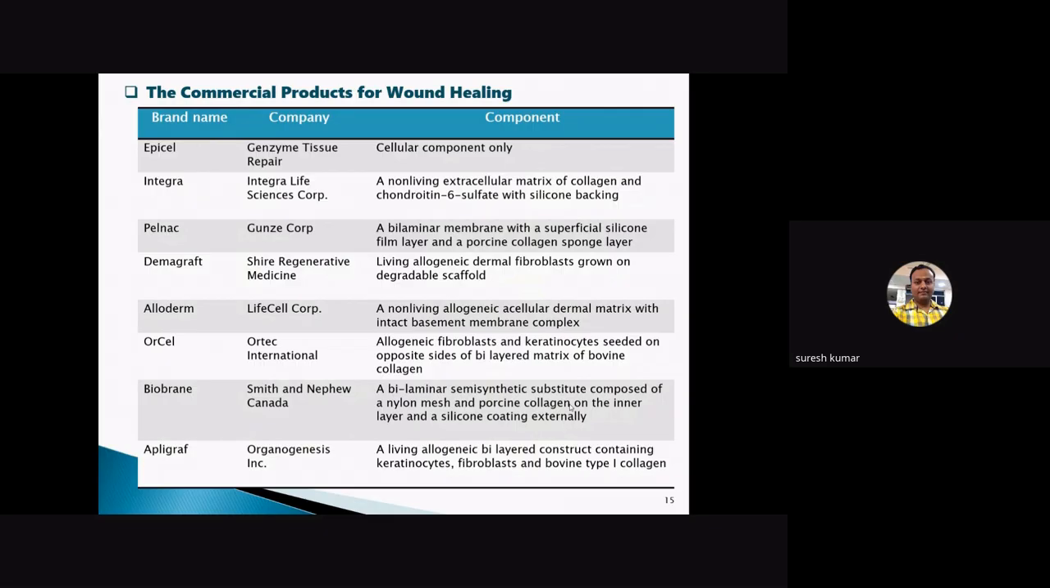So while we are talking about different wound healing processes, this table shows the commercial products that have been available in the market for wound healing. Different companies and brand names: Epicel, Integra, Apligraf, Allodern, OrCel, BioBrane, and others. If you see the components, most of them have been enriched with collagen and fibroblast material that can be incorporated with allogenic dermal fibroblast cells, spongy layers, or chondroitin 6-sulfate. The glycosaminoglycan component has been enriched by the different companies.